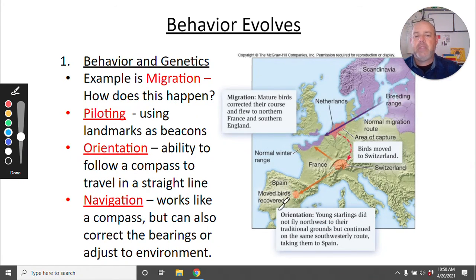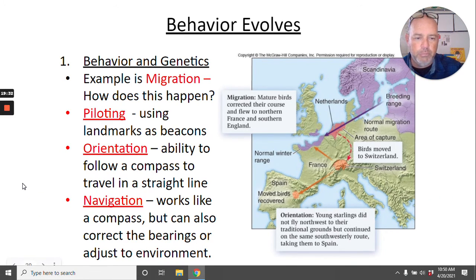And so because the older birds can do this and the younger birds can't, that means at some point they learn how to do this. They learn how to navigate and course correct and get back. Pretty cool thing.